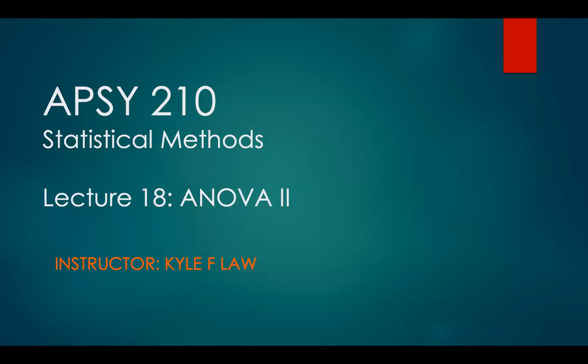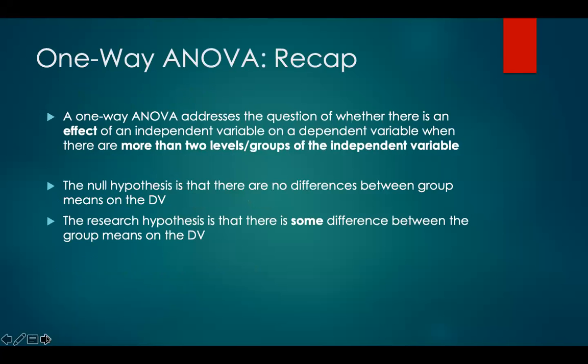This is Week 10, Lecture 1, where I will be continuing to cover ANOVA, or Analysis of Variance, which we began with last week. So just some recap. One-way ANOVA addresses the question of whether there is an effect of an independent variable on a dependent variable when there are more than two levels or more than two groups of the independent variable. So the null hypothesis is that there are no differences between group means on the dependent variable. And the research hypothesis is that there is some difference between the group means on the dependent variable.